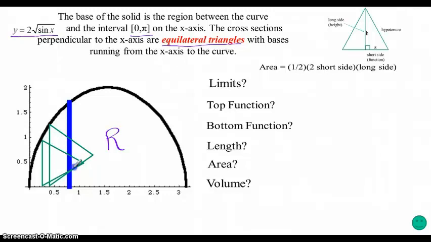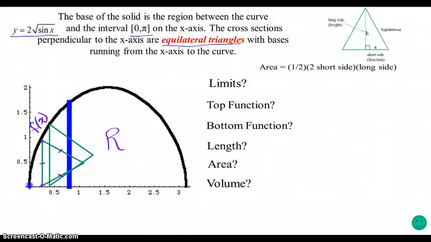So here's our equilateral triangles. And again, what you need to bring with you from geometry is that equilateral triangles have equal sides. All three sides are the same length. So whatever length this is from the curve to the x-axis is that same length and that same length. And we can see that one side of our equilateral triangle is indeed just going to equal our function. So let's find all the players and then we'll find the volume and finish this example up.